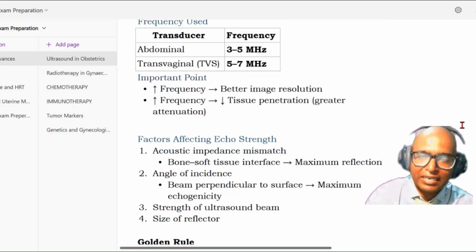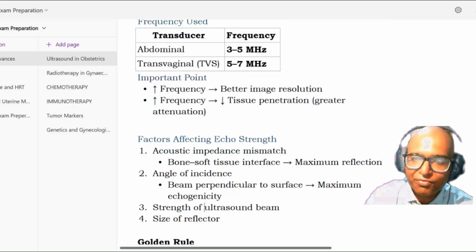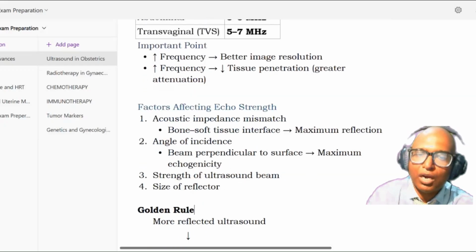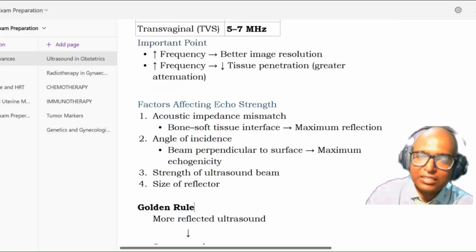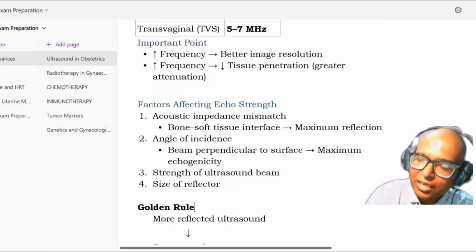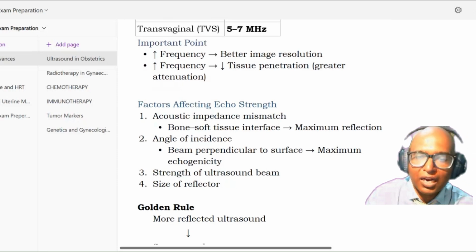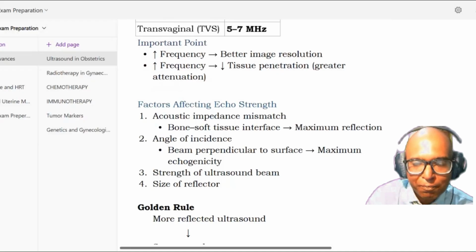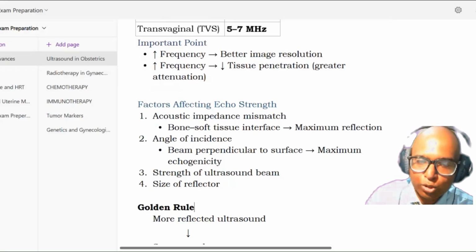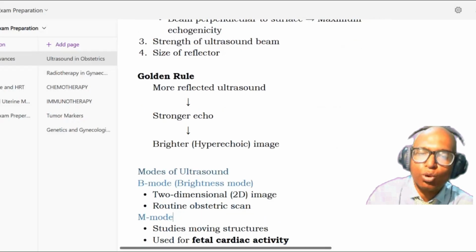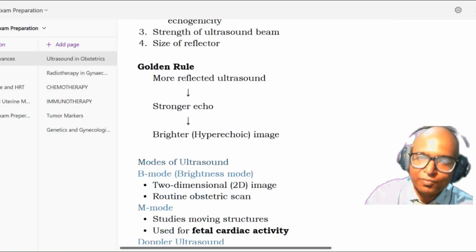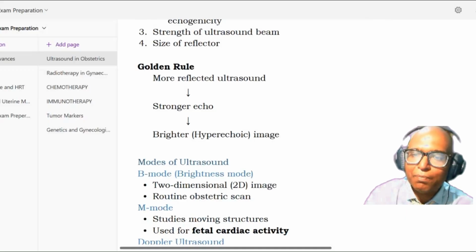So factors affecting the echo strength. What are the factors which will affect the echo strength? So acoustic impedance mismatch. That means whenever there is an interface, say for example a bone tissue interface, that will give you the maximum reflection. Then another factor affecting the echo strength is the angle of incidence. If your beam is perpendicular to the surface, then there will be maximum echogenicity. Then strength of the ultrasound beam and size of the reflector. So these are the factors affecting the echo strength. So the golden rule is that the more reflected ultrasound, the stronger is the echo and the brighter or hyperechoic the image.